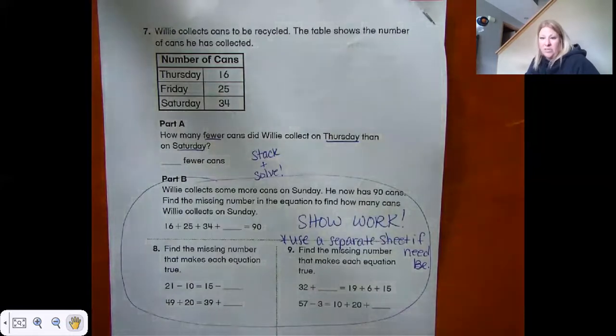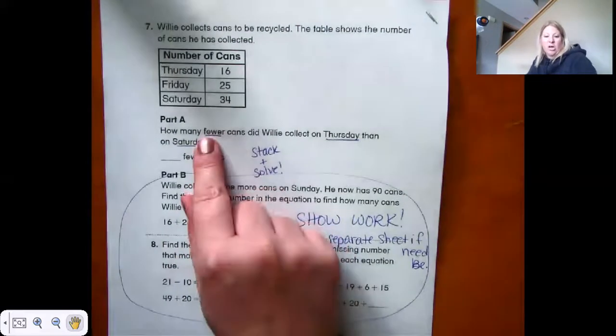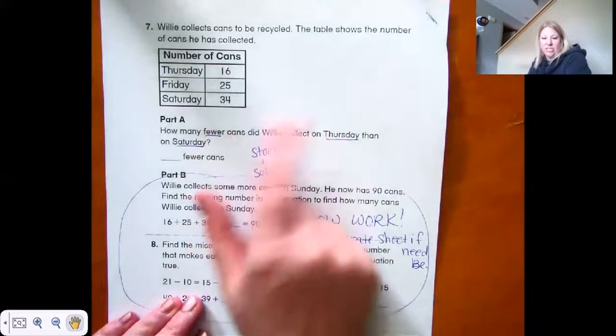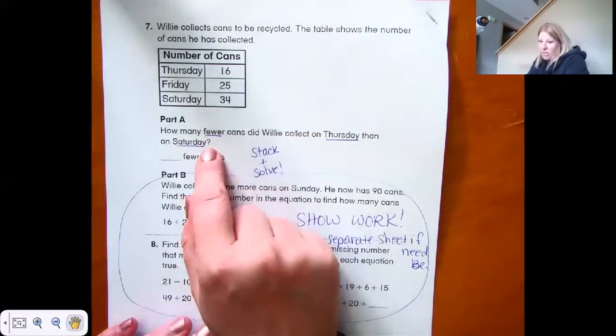Willie collects cans to be recycled. The table shows the number of cans he has collected. So on Thursday, he had 16. Friday, he collected 25. And on Saturday, he collected 34. How many fewer cans did Willie collect on Thursday than Saturday? So those are the big 3 pieces of information.